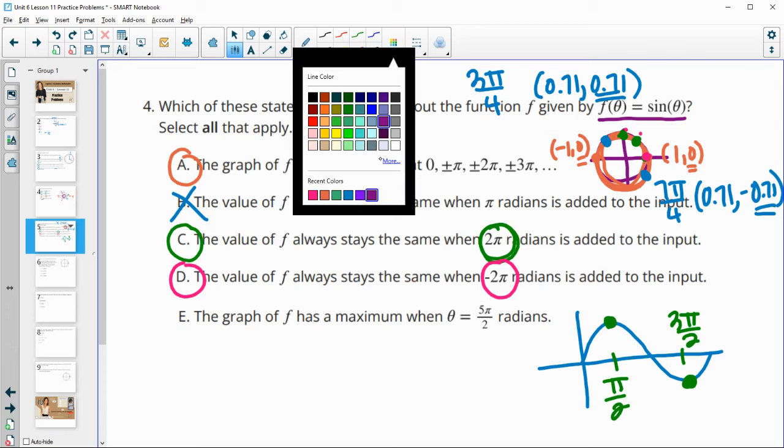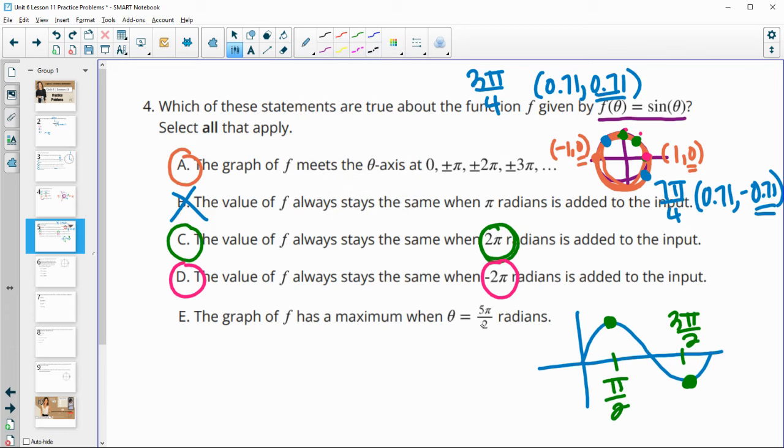And then E, the graph of f has a maximum at 5 pi over 2. Okay, so let's find where 5 pi over 2 is. Remember, every one of these is a pi over 2. So this is 0, 1 pi over 2, 2 pi over 2, 3 pi over 2, 4 pi over 2, 5 pi over 2. So here's 5 pi over 2, sine at a maximum. And it is because it's at 1. So this is true.